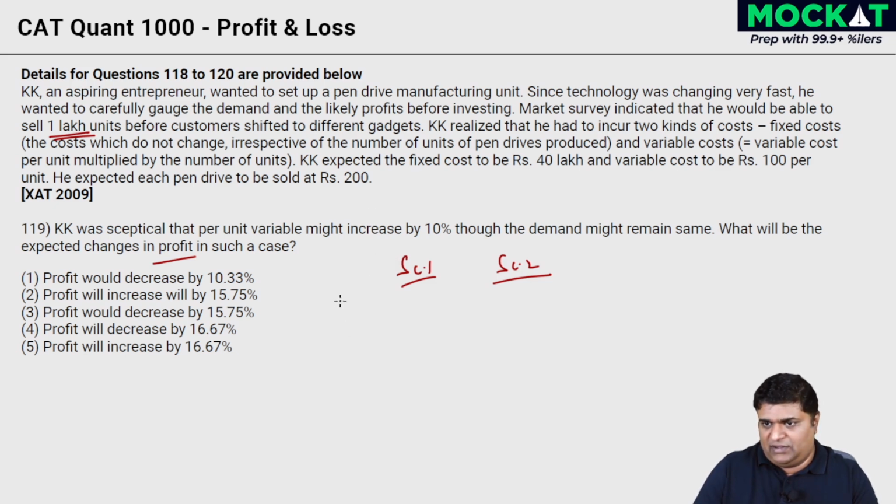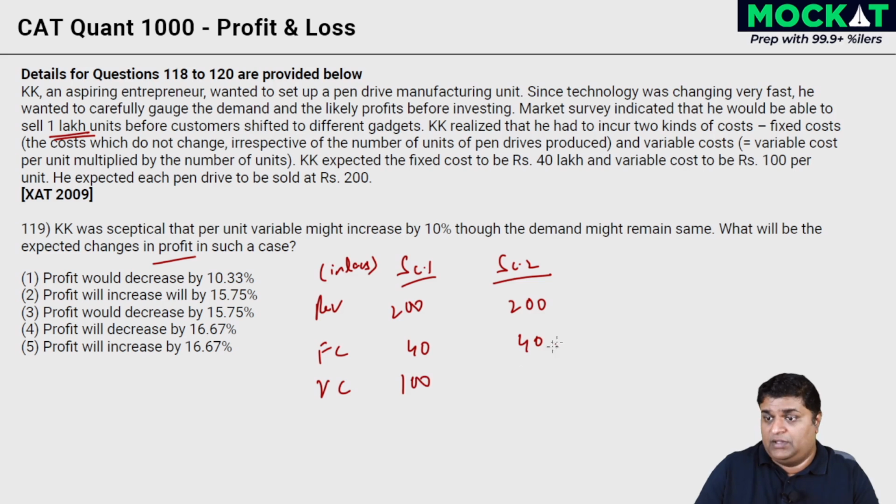What's the revenue over here? 1 lakh units at 200 rupees, that's 200 lakhs, right? So let's just write it in lakhs, and 200 in scenario 2 as well. The fixed cost over here remains at 40, there's no change to that. Now, what about the variable cost? The variable cost is going to be 100 per unit for 1 lakh, that's 100. And in the second case, it's going to be 10% more than 100, right? It's 110 rupees for 1 lakh units, 110.